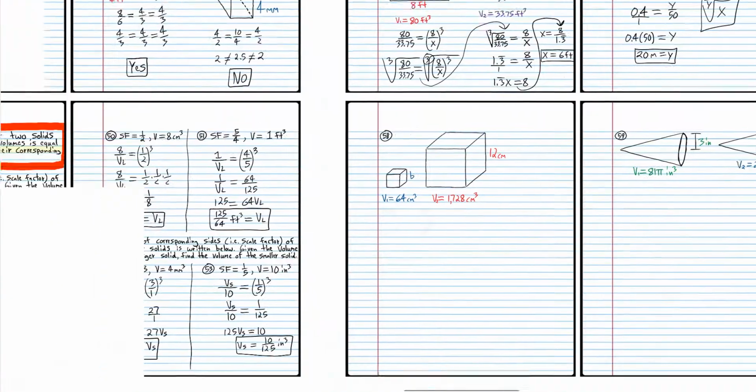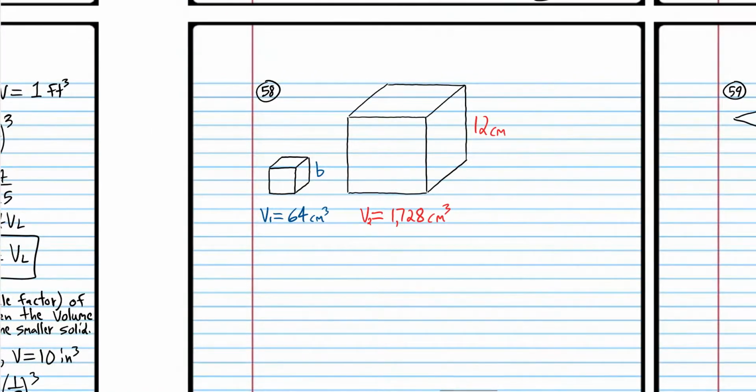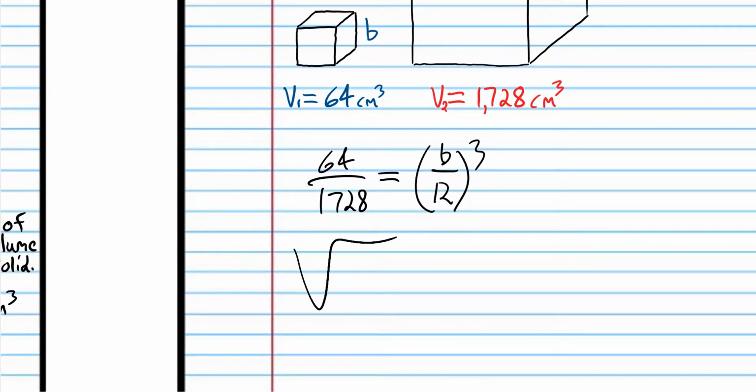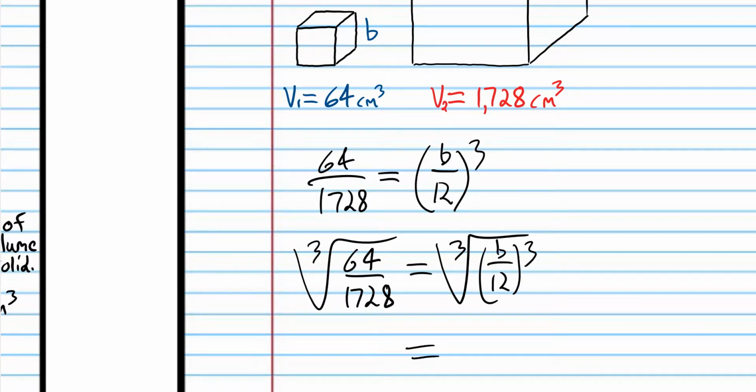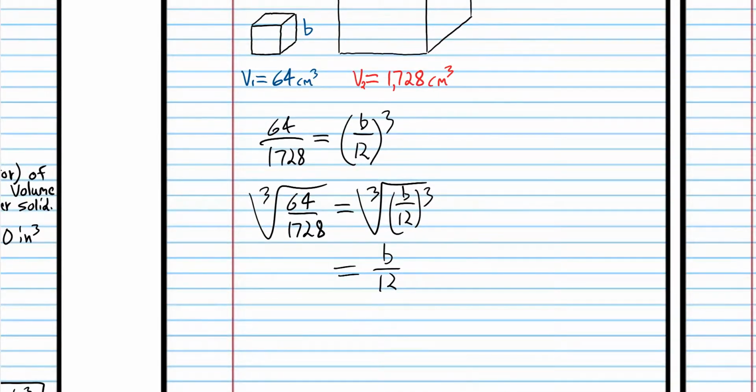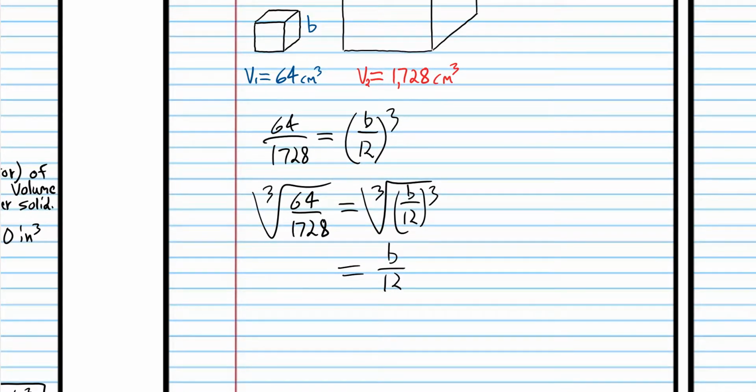All right, we're back. The smaller volume over the larger volume is equal to the cube of the ratio of the corresponding sides. And we're going to cube root both sides to get rid of that cube. And so we have b over 12 is equal to the cube root of 64 over 1728, and that should be a relatively easy number. And that is 4 over 12. You can do that separately in your calculator if you want to.